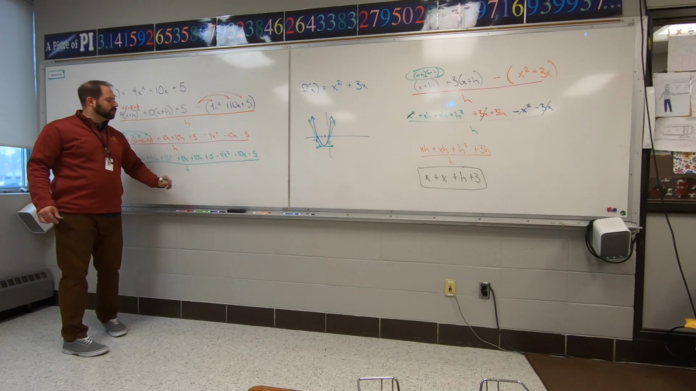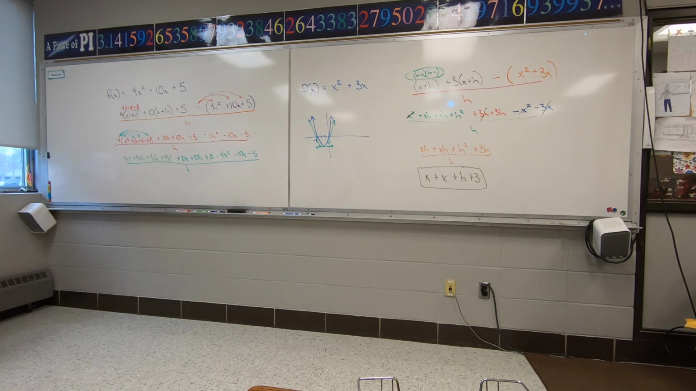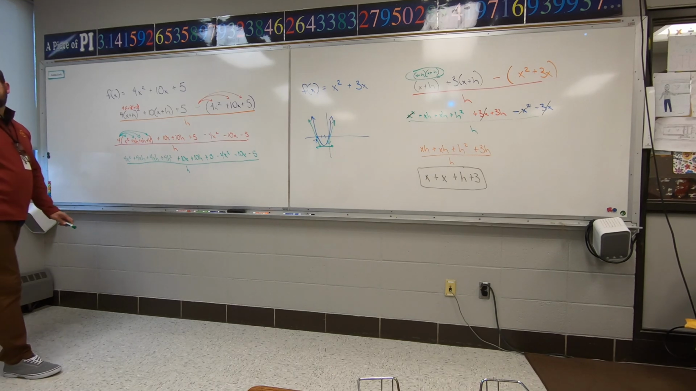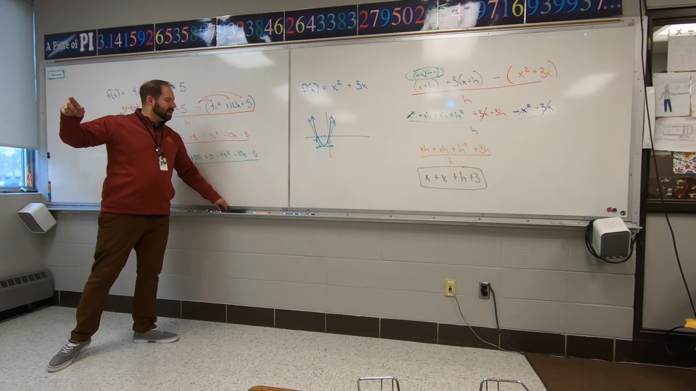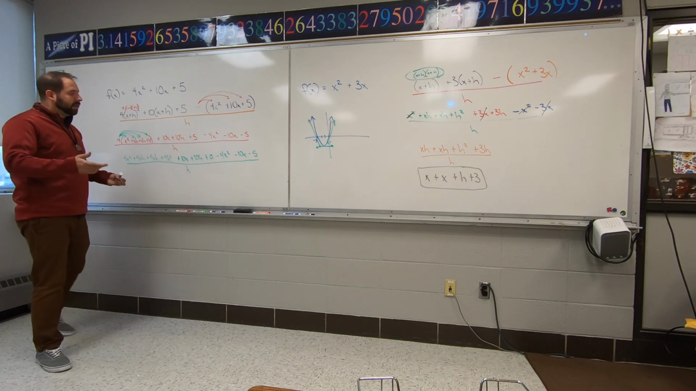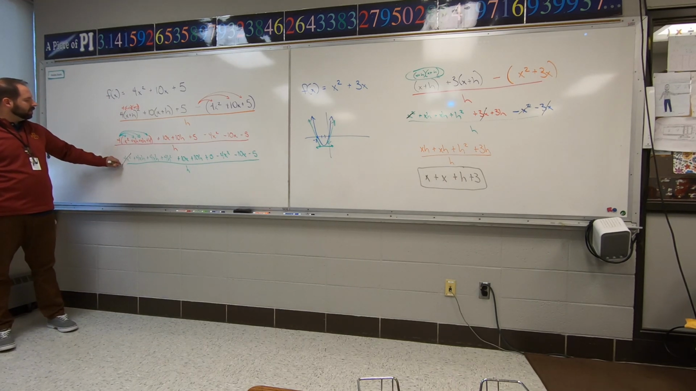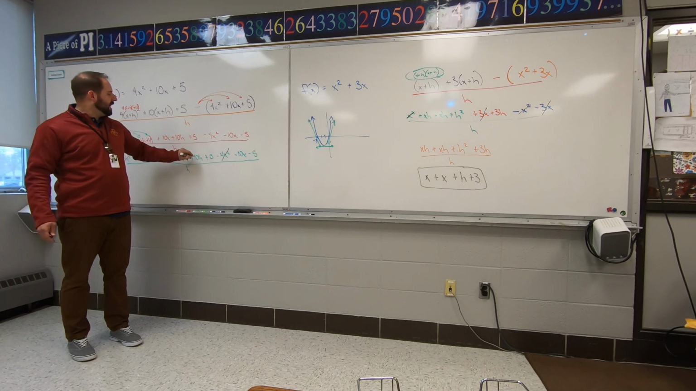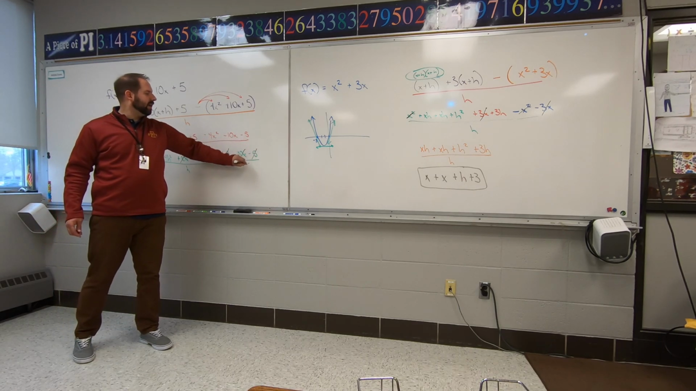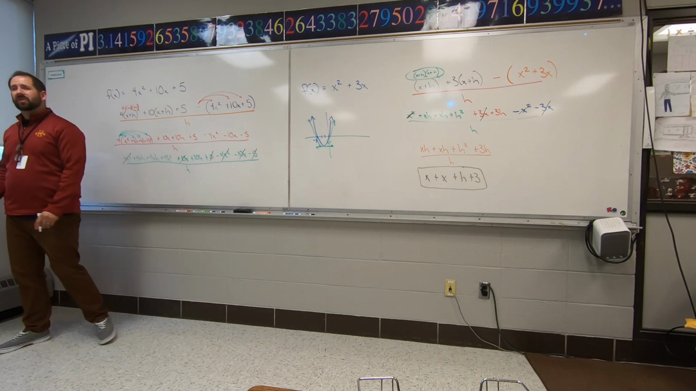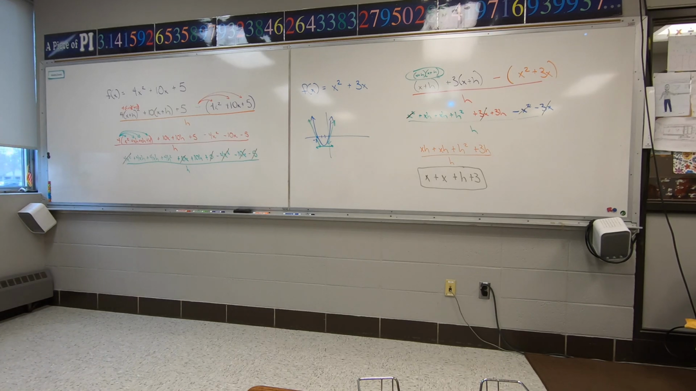Now, how do we know if we're doing it right? The x's cancel off. Anything that doesn't have an h cancels, so it's not just things with x's. I agree the x's are gone, but 4x squared, negative 4x squared. 10x, negative 10x. 5, and negative 5. Things that don't have h's, there should always be an opposite.